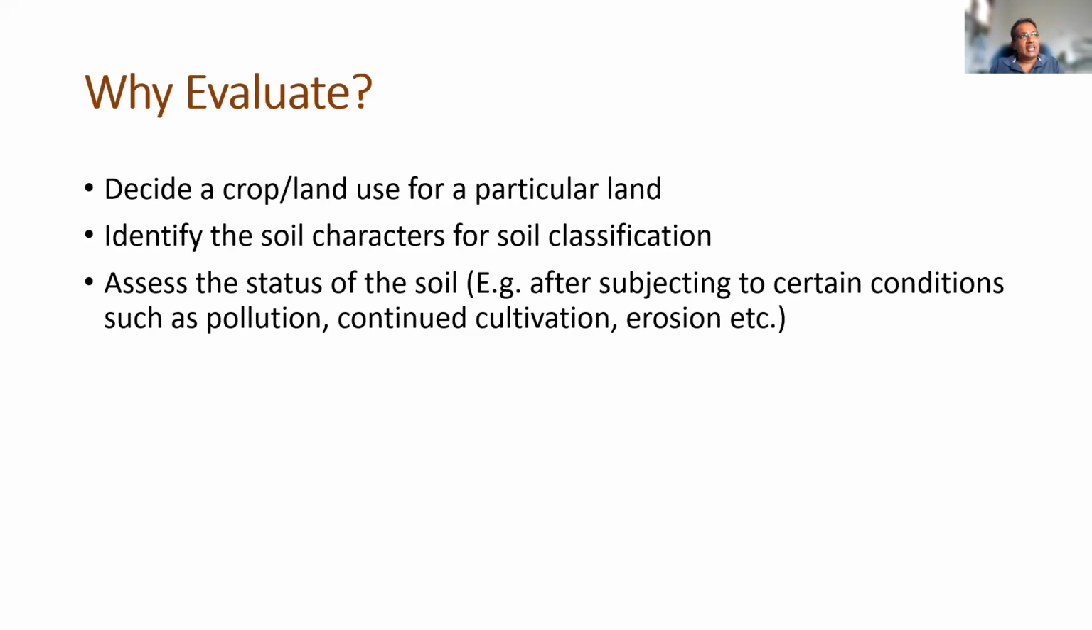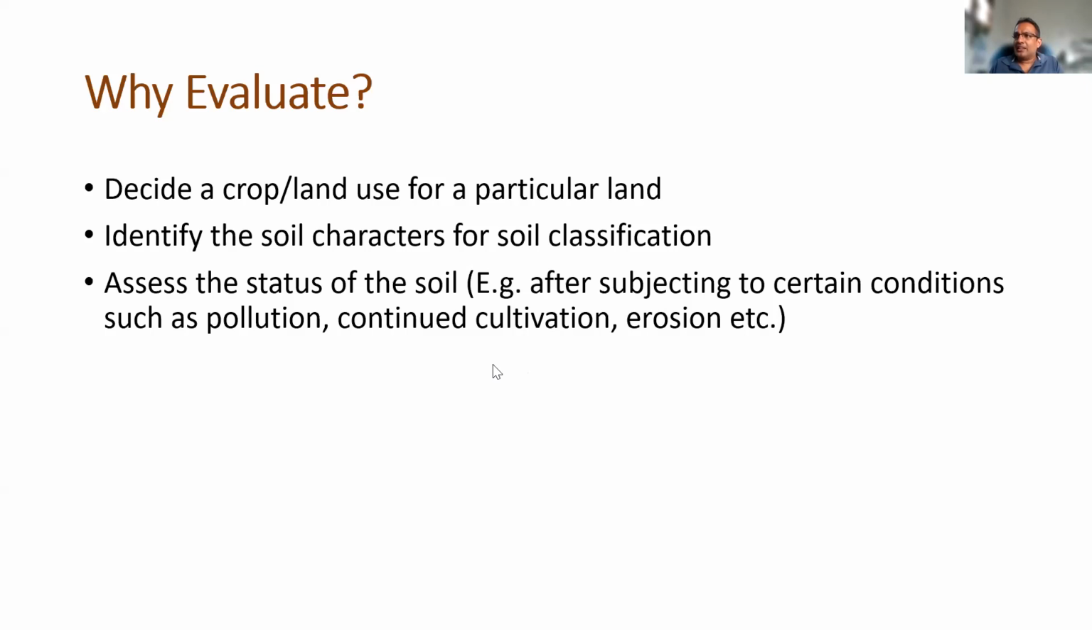So let's say there's a land where a particular crop is grown, let's say tea, and you go to that particular land and try to find out what is the current situation of the soil in that particular land, whether it is degraded, whether it is sustaining its health or initial properties or something like that, right? So these are the three main reasons why we evaluate soils or land, right? So you can just say soil, I mean, it's okay, right?